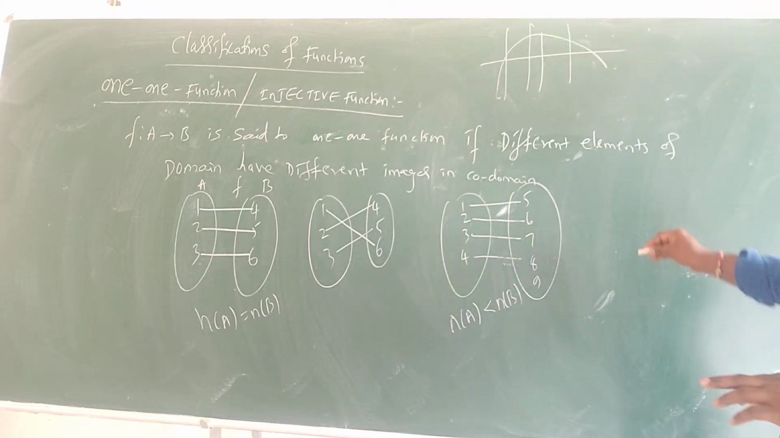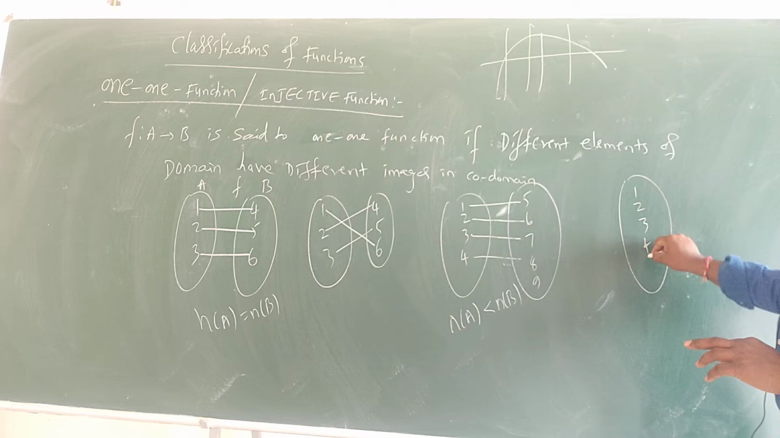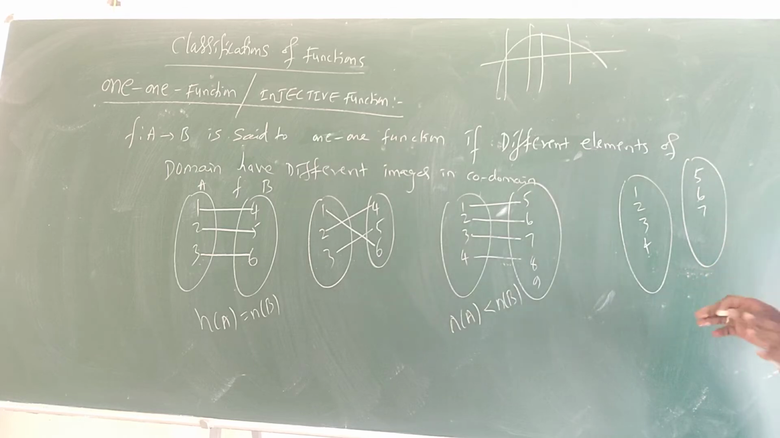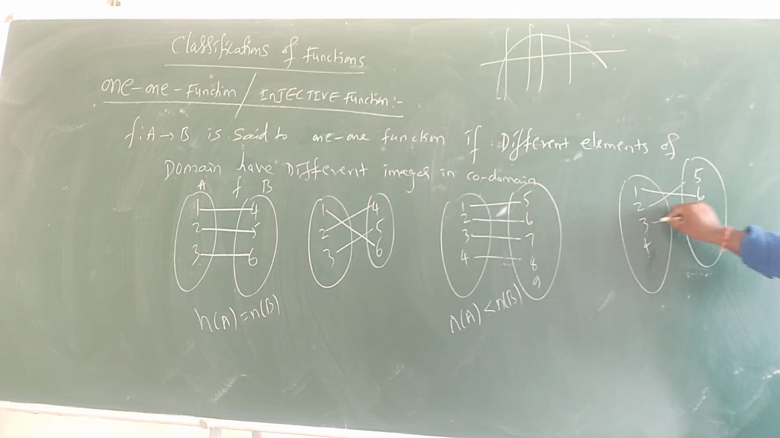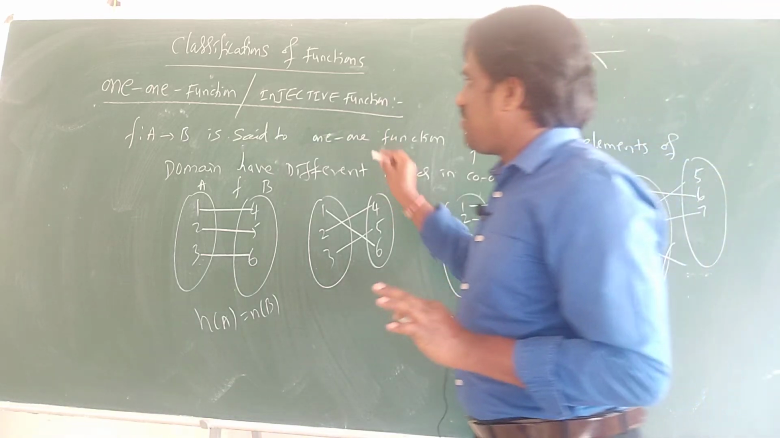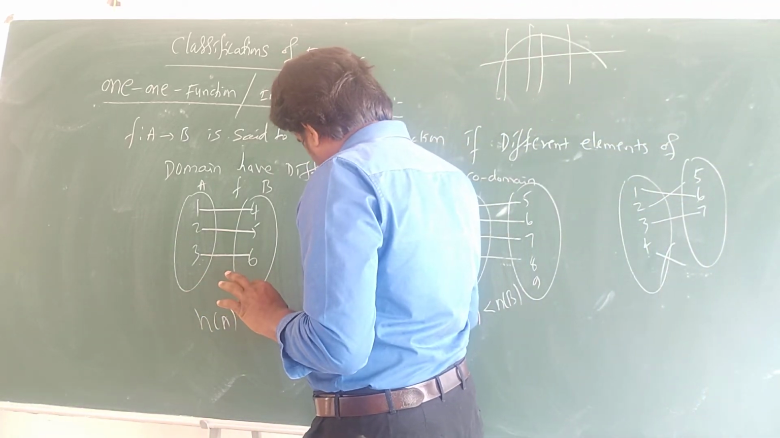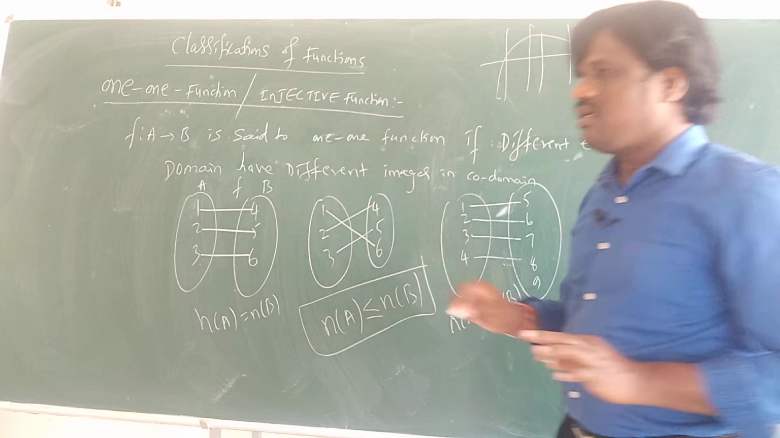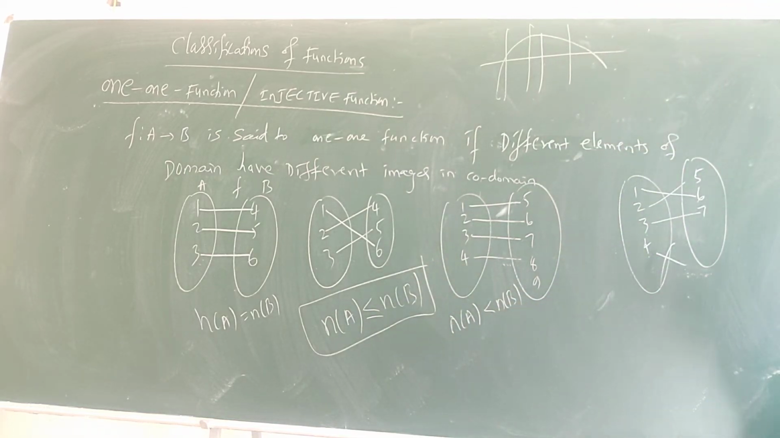One-one it is. Now if I take here 1, 2, 3, 4, 5 and here 5, 6, 7, with 1 to 6, 2 to 5, 3 to 7. Is this a one-one function? No, because here elements are left over. It is not a function at all, first of all. So what you have understood here: the one-one condition is that the number of A should be less than or equal to the number of B. This is the important point. Then it is called a one-one function.